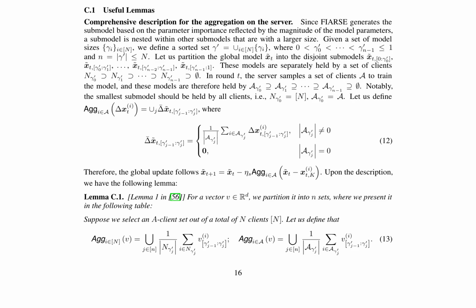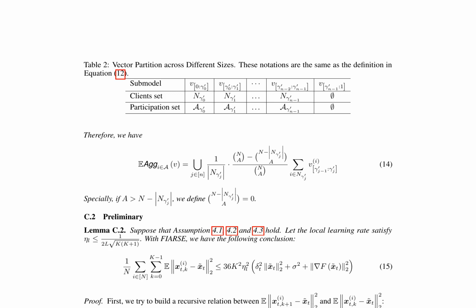in federated learning. Here is a combined summary of pages 17-20. The authors introduce a vector partition scheme across different sizes, as shown in Table 2, which defines submodels and participation sets. This scheme is used to derive an expectation equation, 14, involving the local learning rate and the number of clients.